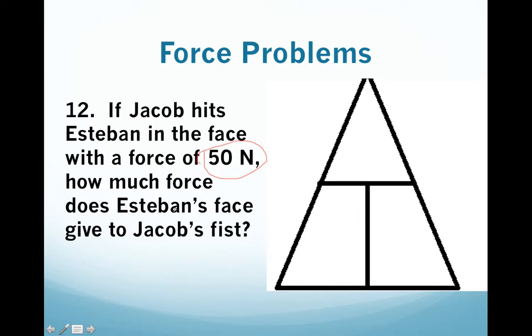How much force does Esteban's face give to Jacob's fist? So that means one give and take with back. If you're applying 50 newtons to an object, basically the object would push back with that same amount, which would be 50 newtons. Like I believe problem number 13 lists that something is moving at 12 newtons, the force given back would be that same numerical value.